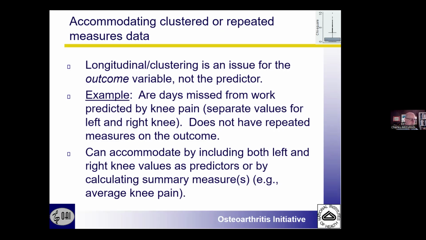So we can accommodate this either by including both the left and right knee predictors as predictors in the model, or by calculating some summary measure, for example, average knee pain. And if we're worried about, what if somebody has asymmetric knee pain, maybe that does something. You could have two predictors, one being the average and the other being the difference between the two.